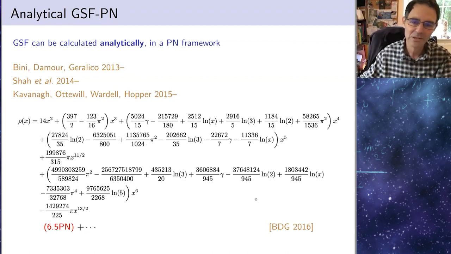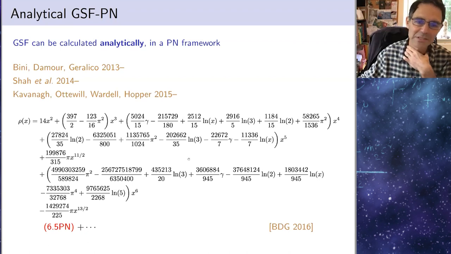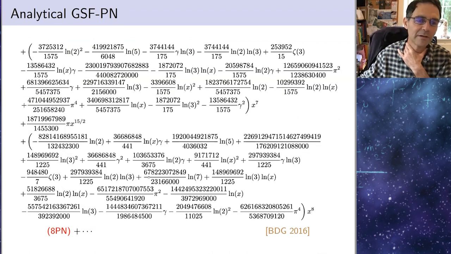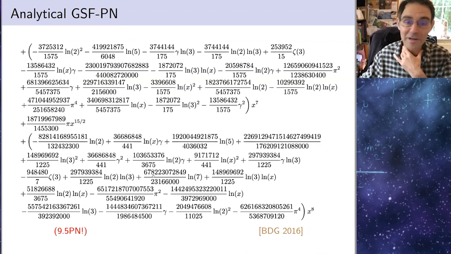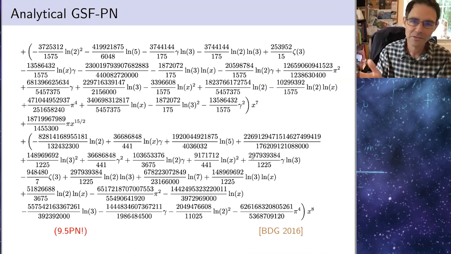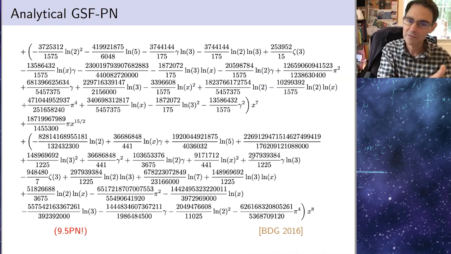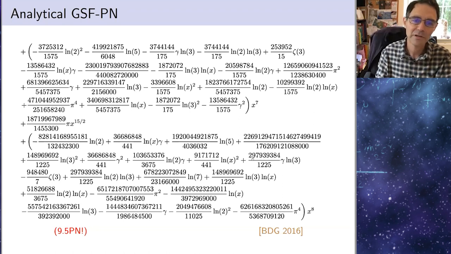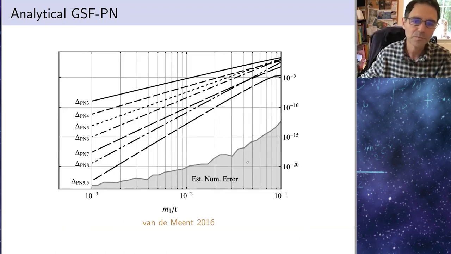So you can see here results from the 2016 paper for the function rho analytically expanded in a post-Newtonian series, 6.5 PN, 8 PN, and 9.5 PN. And this is grand. And this was really useful for calibrating EOB. This immediately went for improving the EOB model, and that immediately went to LIGO detection pipelines and so on. So this work had a huge impact on the field.